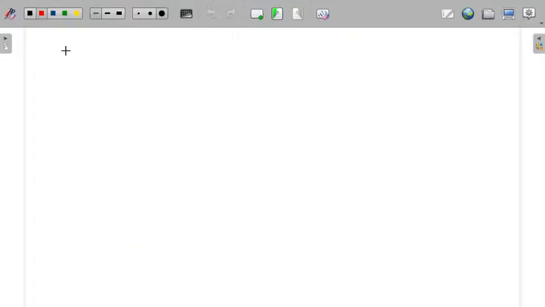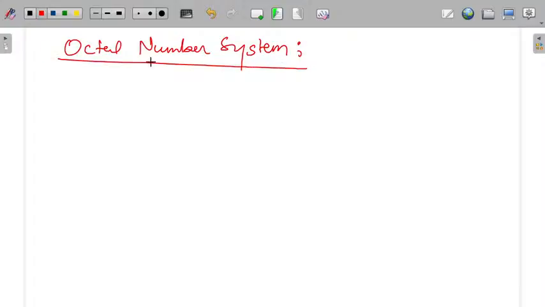Now the next number system is the octal number system. How many symbols will be here, how many digits will be here in the octal number system? Please tell.